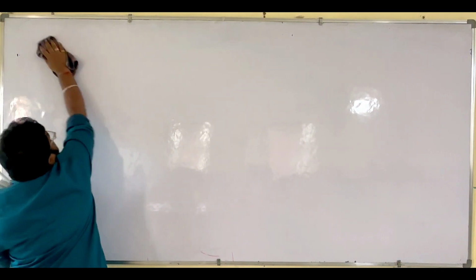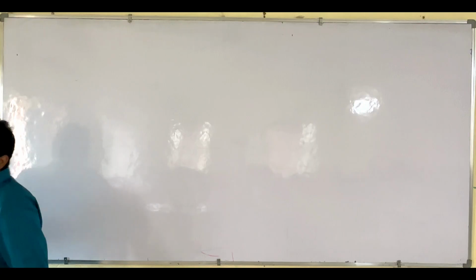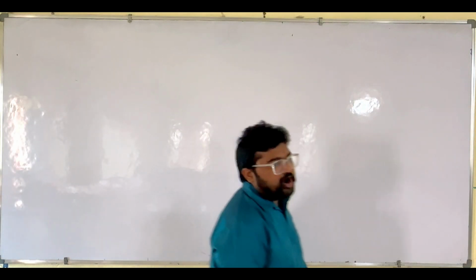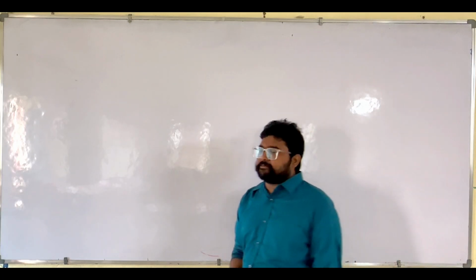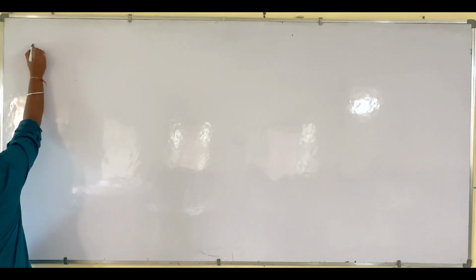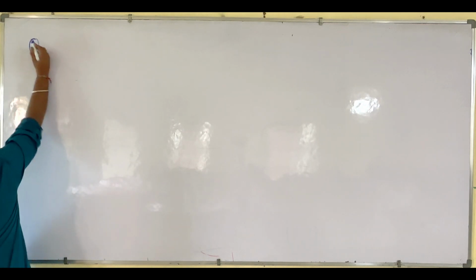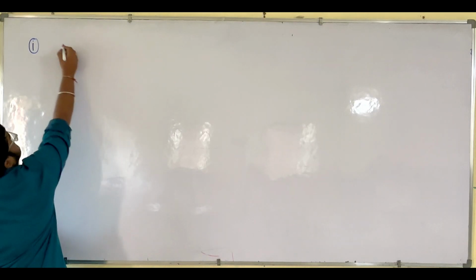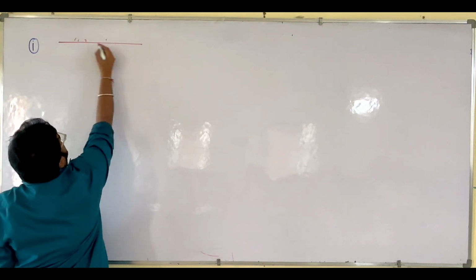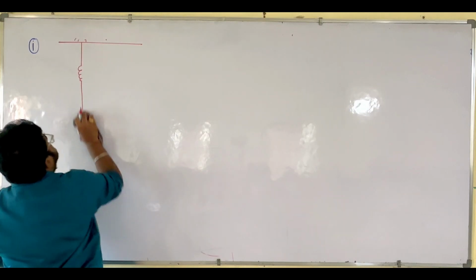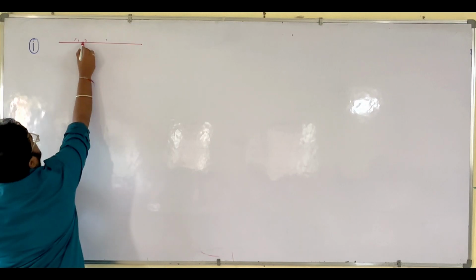Now, write down. Determine the time period of oscillations for the following combination of the spring mass system. Question number 1. We need to calculate the time period of oscillation. See this, here to here.